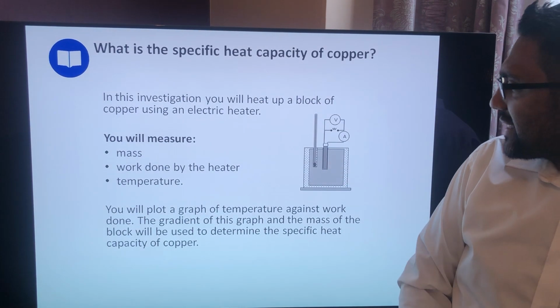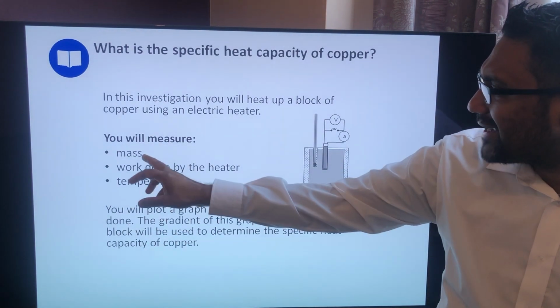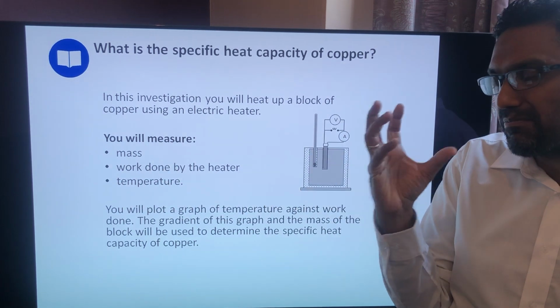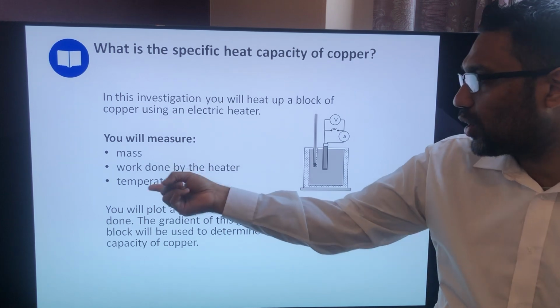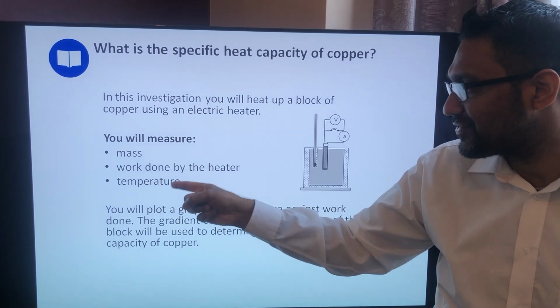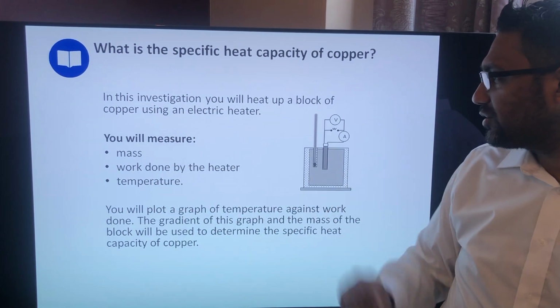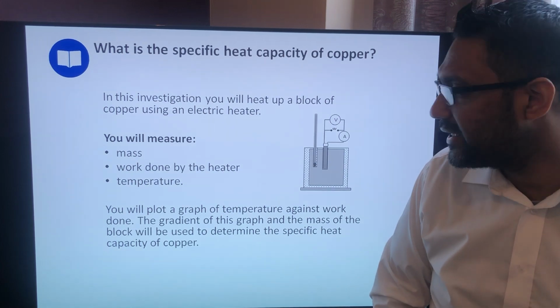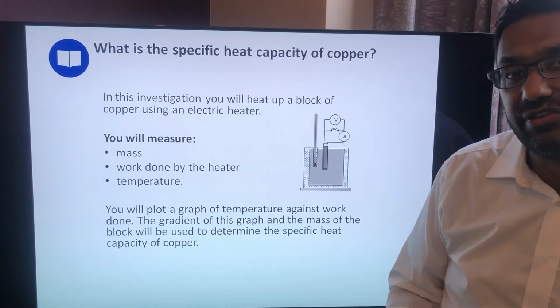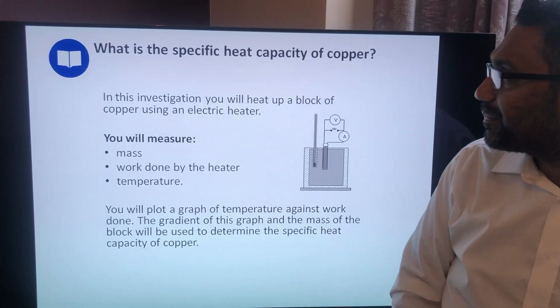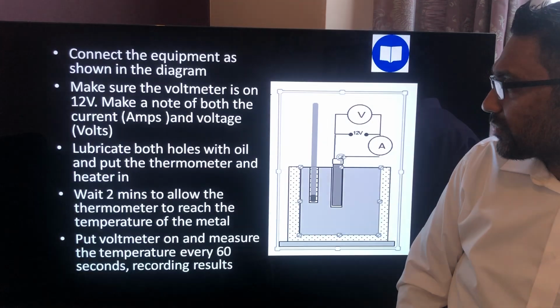So this is how it's set up. The mass will always be 1 kilogram, because we've got them uniquely made already, that they're already 1 kilogram. But you need to calculate the work done. Remember, work done is energy transferred by the heater into the block. And then you're going to plot the temperature versus the work done. And that gradient will give us the specific heat capacity of that piece of material, that substance.